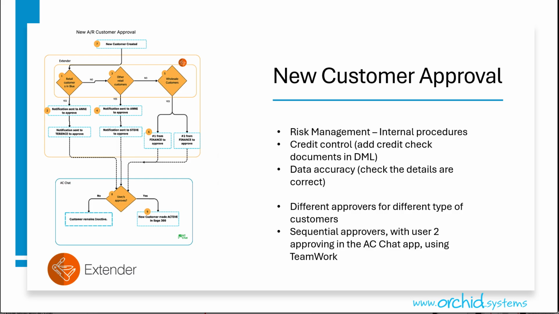In our scenario, we have different approvers for different types of customers. If the customer is in the retail group and they are in the blue zone based on an optional field, Anne and Terence can approve. If they are a retail customer not in the blue zone, then Anne and Steve can approve. These are sequential approvers. Anne approves first and then the second approver. In our example, Anne will approve on the workflow console in Sage 300, and Terence will approve using the AC Chat app using Teamwork.